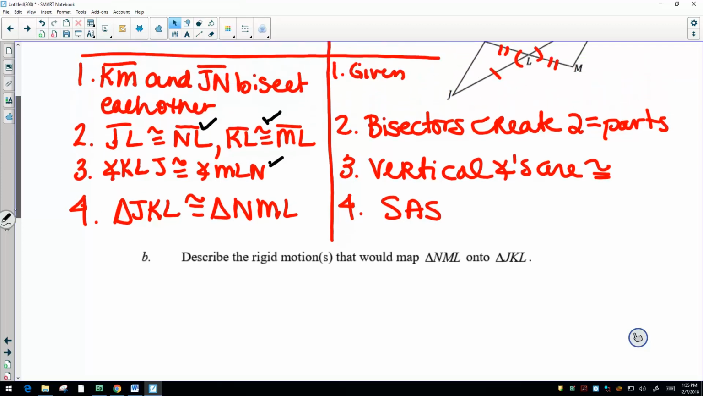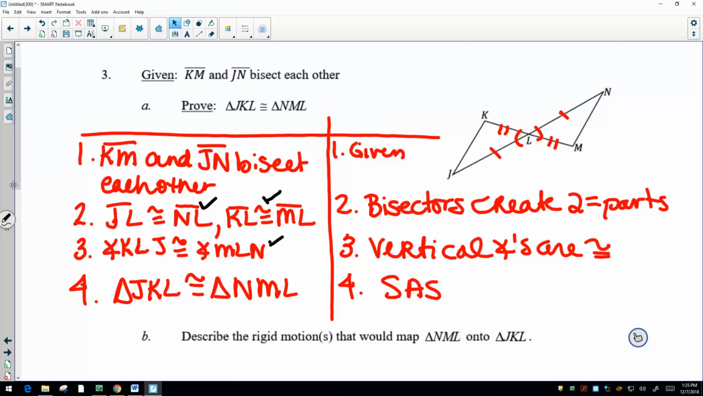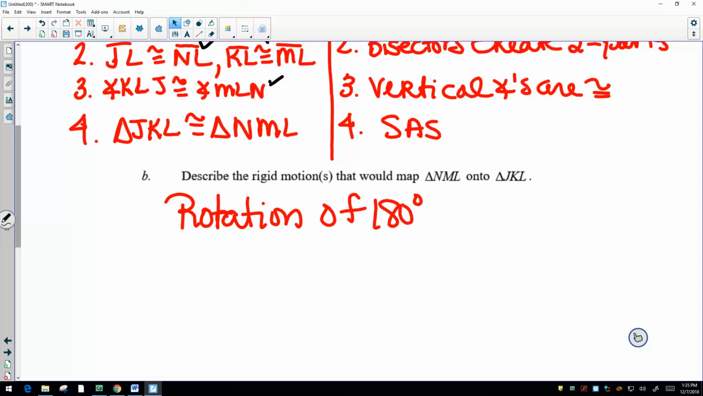And now if we want to see that rigid motion that would map the triangle, so I need to get this side here with 2 markings onto this side with 2 markings. So I have to do a little bit more than just a reflection. Perhaps what we could do is if it's centered at L, I could rotate this 180 degrees around and those 2 triangles would map up onto each other. So for this case, I could say a rotation of 180 degrees, and we always want to tell you the center point, so I'm going to say centered at L.